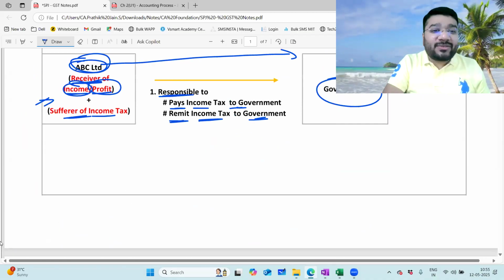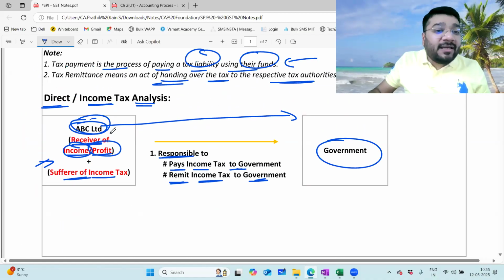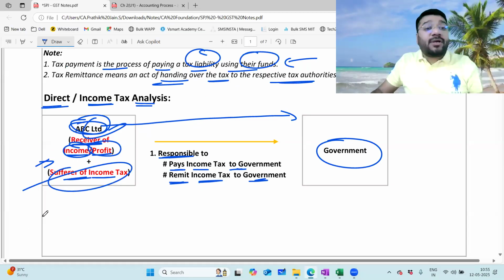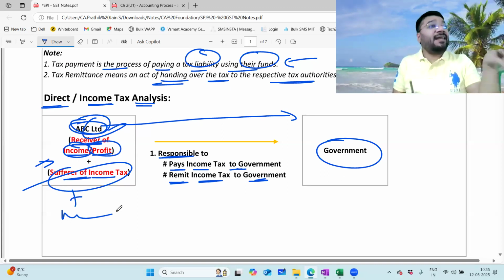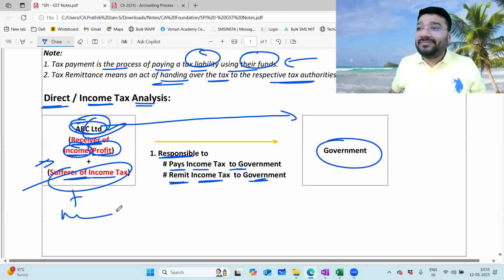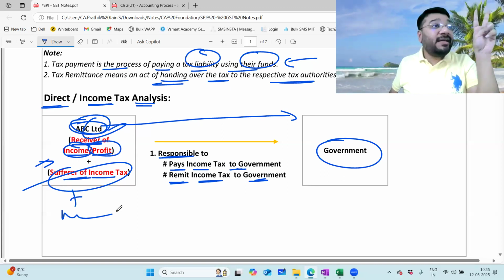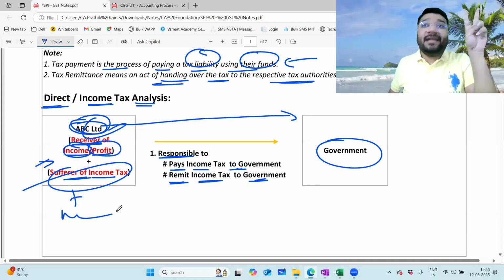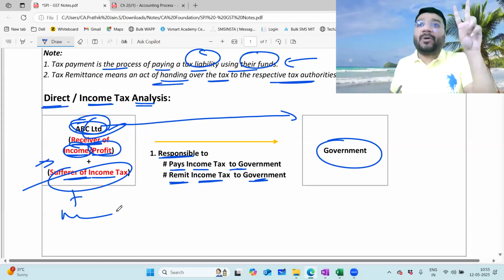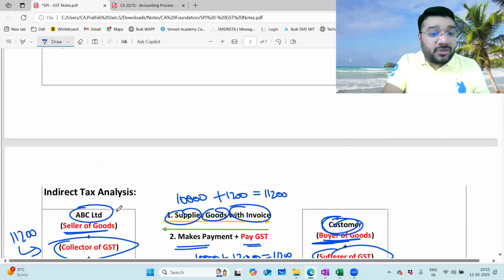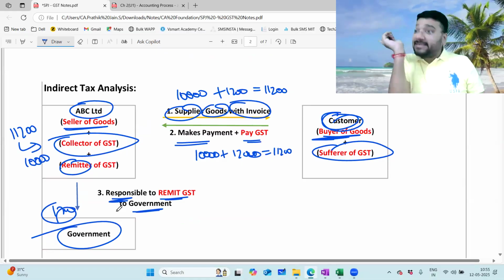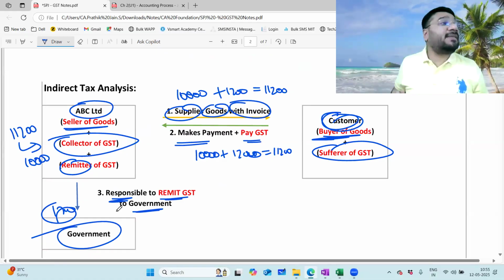Whereas in direct tax, what happened? ABC Limited was the sufferer of tax, plus he was the remitter of tax. Payment also he did, handing over that money also he did. So dual responsibility is given in the case of income tax. In income tax, on me, there is dual responsibility. I have to pay the money, I have to remit the money also. But in case of GST, it's not that case. The person who is paying the tax is different, and the person who is remitting the tax is different.